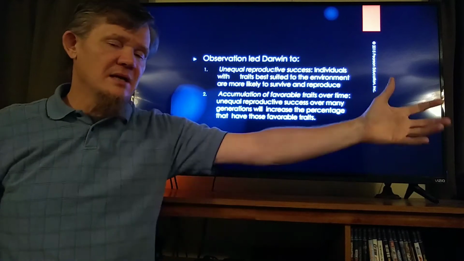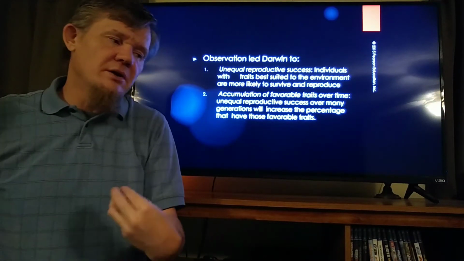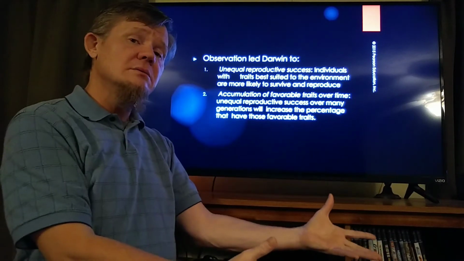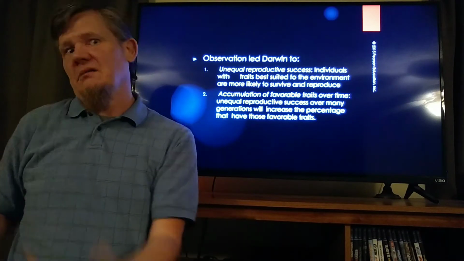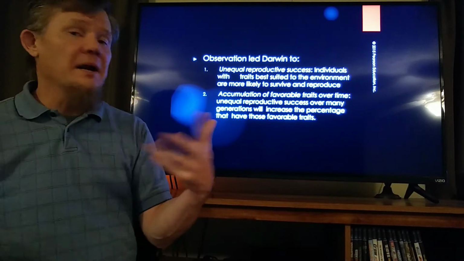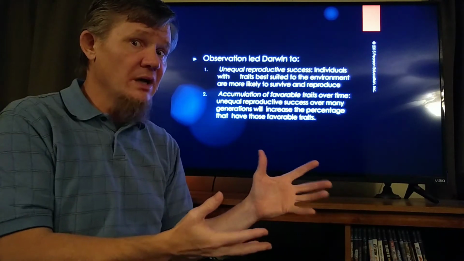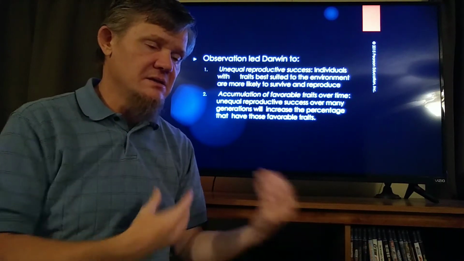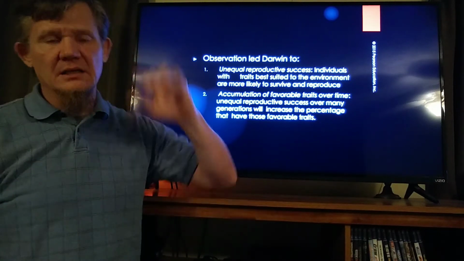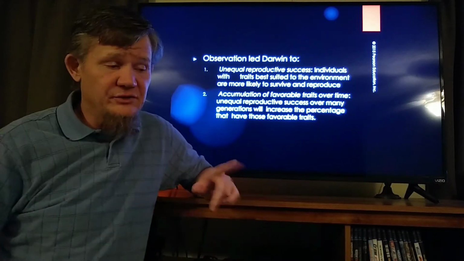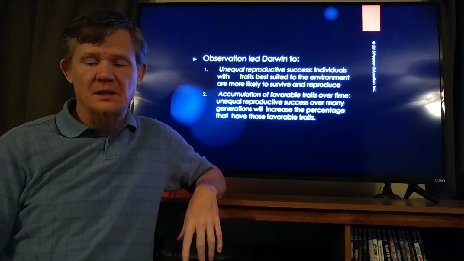If everybody has the same chance to have kids, then there is no natural selection. Certain traits aren't getting weeded out, and other traits aren't being amplified. They're not being selected for. But that's not how the case is. It is the case that some individuals don't do well, and they die and don't have kids. Some individuals do really well, and they have lots of children. Unequal reproductive success. Natural selection depends upon unequal reproductive success.